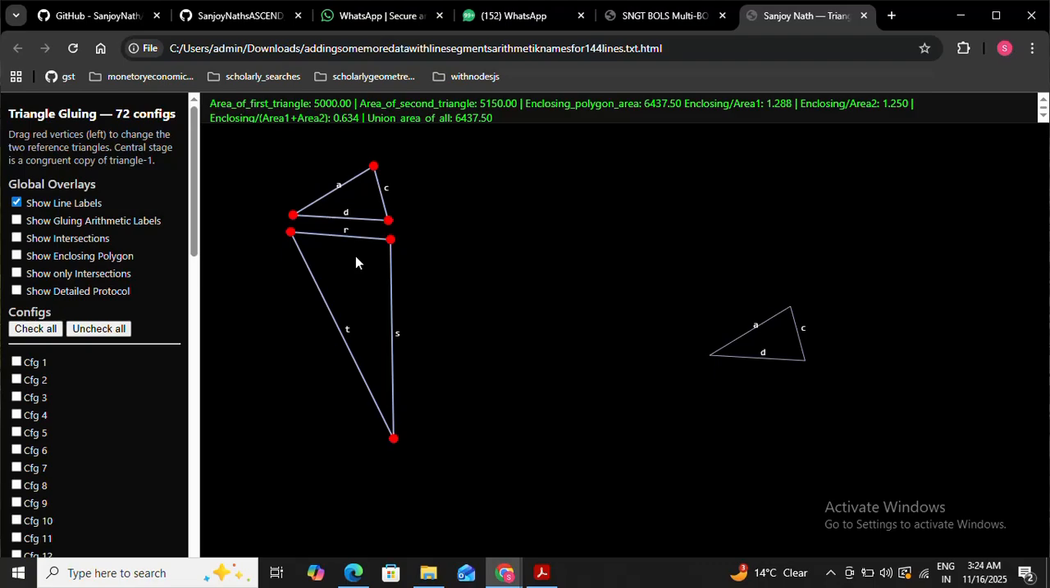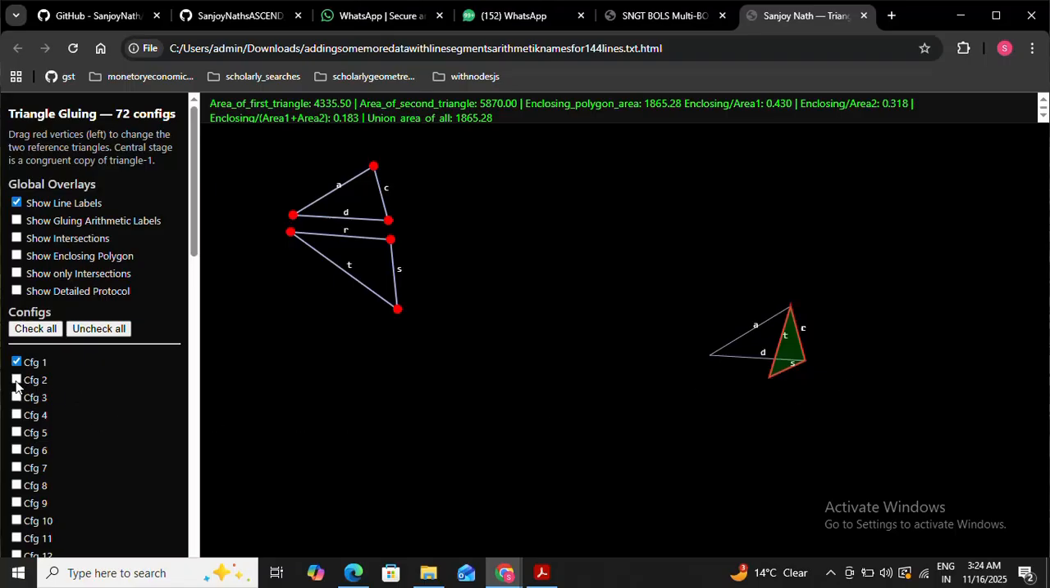Now we will focus on the nature of the gluing, the behavior of the configurations, the behavior of the intersections, and the behavior of the enclosing polygons that form due to the properties of the gluing. Suppose we are talking about the configuration 1 gluing. Configuration 1 gluing means one side of the second triangle is glued over one side of the first triangle. You can see easily that one side of the second triangle is exactly glued on one side of the first triangle.